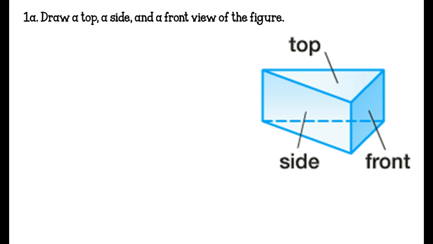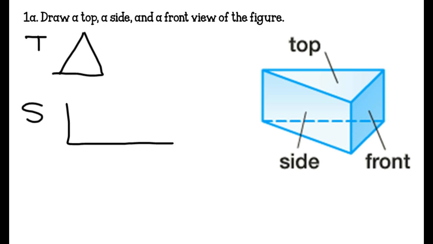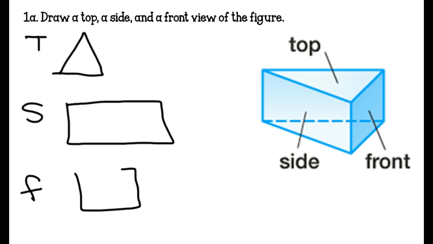Draw a top, a side, and a front view of the figure. So when I draw top, I look at my figure, and what's my top? It's just this triangle. So the top is a triangle. The side view, I look at what's my side view, and it is a rectangle. And my front view is what looks to be a square. It could be a little rectangular, so we're going to just draw it like that. And that is all it's asking.